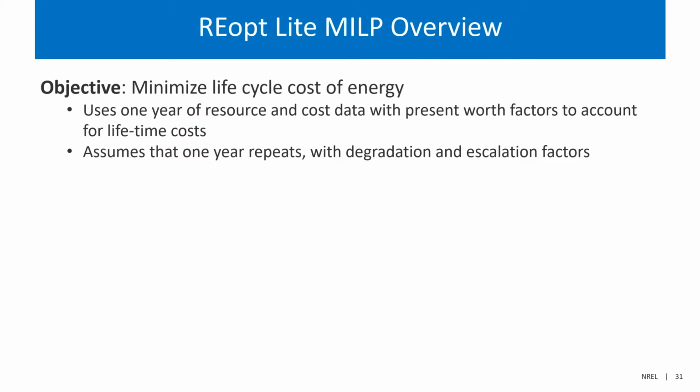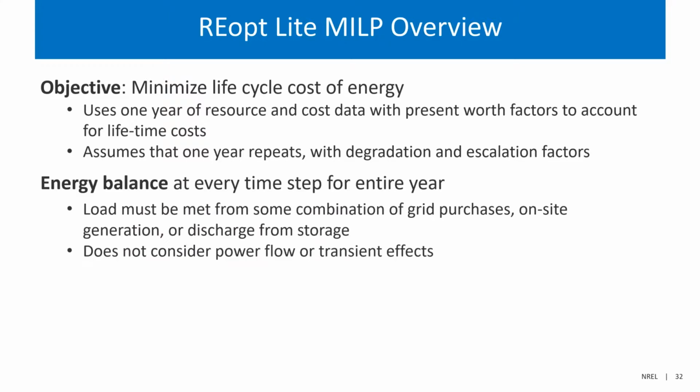You might assume too that utility costs are going to increase or decrease over time, so you have a negative escalation factor as well. It's doing an energy balance at every time step for that entire year, so it's not considering power flow or transient effects. It's just one of the key constraints within the model is that that load, the retail load, must be met from some combination of utility energy purchases, behind the meter generation, or discharge from the storage if a storage system is cost optimal to purchase.